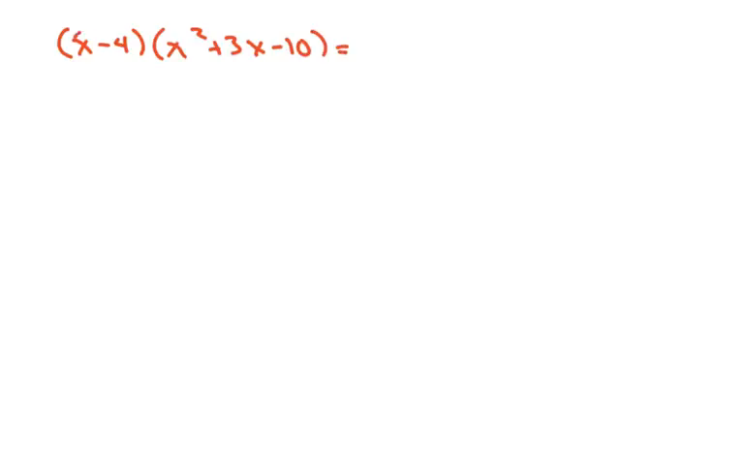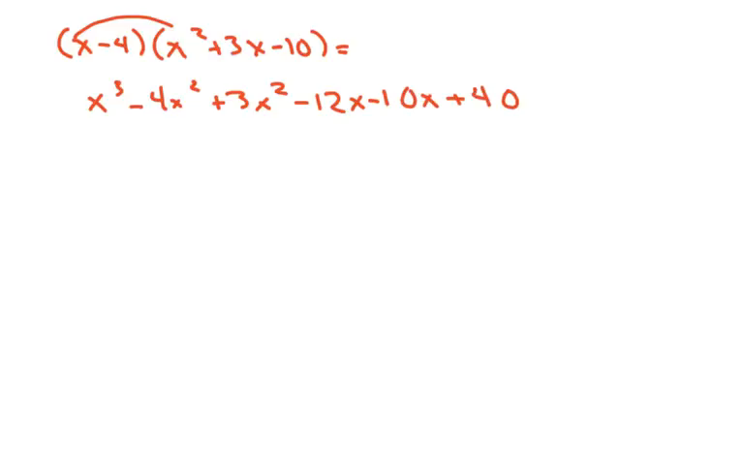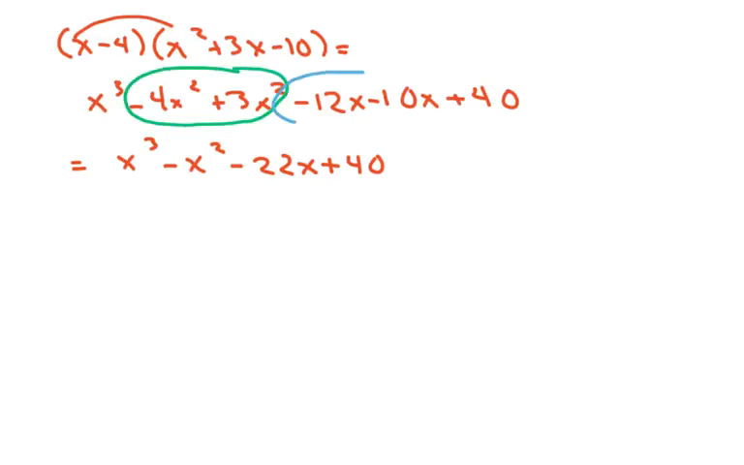And when you distribute all this out, you get x cubed minus 4x squared plus 3x squared minus 12x minus 10x plus 40. And cleaning all this up, this gives you x cubed minus x squared minus 22x plus 40. This was your negative x squared, and this is your negative 22x. And that's your answer, and it matches C. So C was your answer.